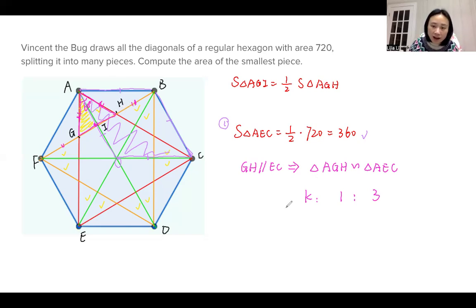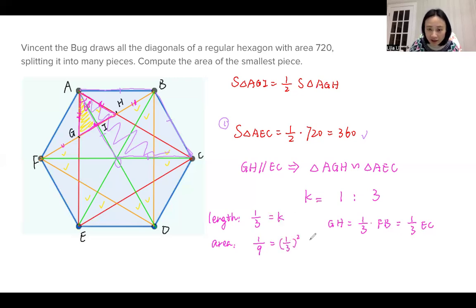Then we know that GH is 1/3 of the length of FB, and FB is equivalent to EC in length. In this way, the corresponding sides have a ratio of 1:3. The scale factor is 1:3. Then by similarity, if the length is in the ratio of 1 over 3, then the area will be in the ratio of 1 over 9 because it's the scale factor squared.